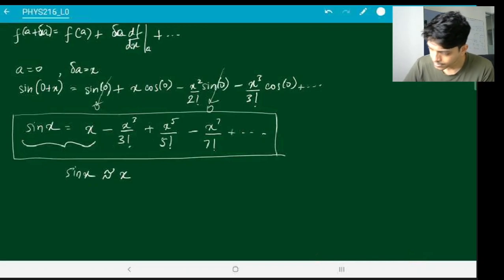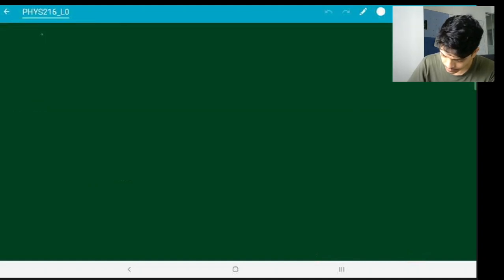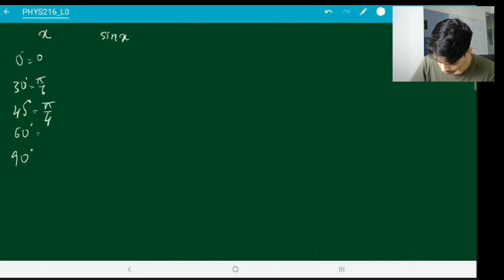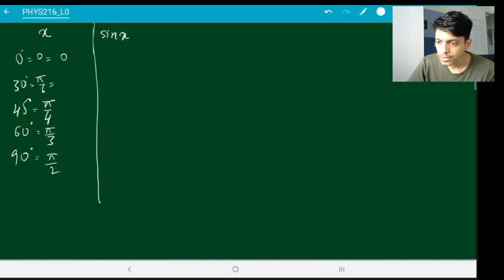Okay, let's calculate this. So x and sine of x. Let's say 0 degrees, 30 degrees, 45 degrees, 60 degrees, 90 degrees. I'm just taking these because we know what these numbers are. Or in terms of radians, this is 0, this is pi by 6, this is pi by 4, pi by 3, pi by 2. Or you can actually write down their decimal forms, which I have written somewhere.